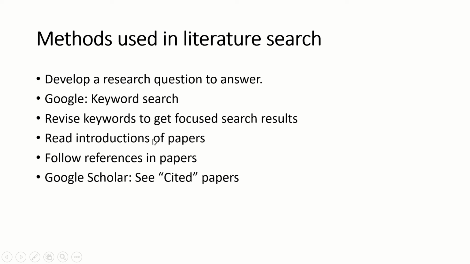Another way is to read the introductions of papers, and that can also give you a lot of information. The introduction is almost like a mini review. Okay. Follow references in the papers to find older papers that the paper you're looking at cites, and that can give you a more focused look at a topic you're interested in. Or you can move in the opposite direction, where you can use Google Scholar to see citing papers, that is, papers that came after the paper you're looking at up to the present time.